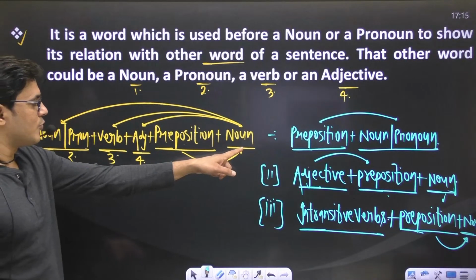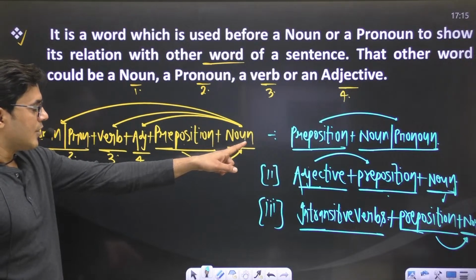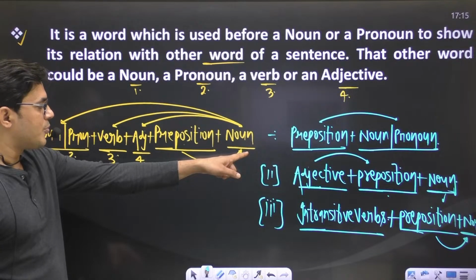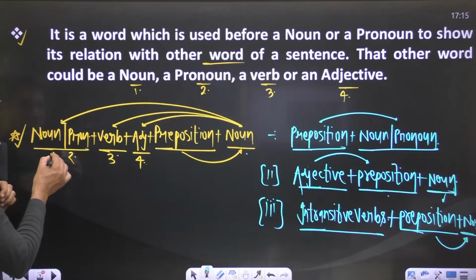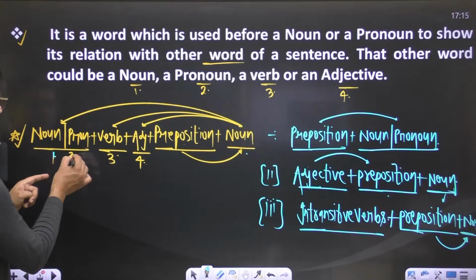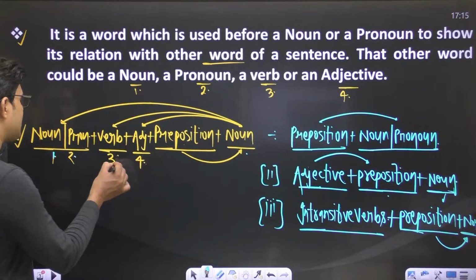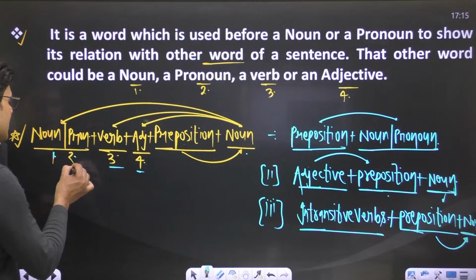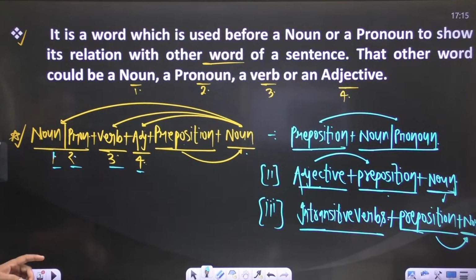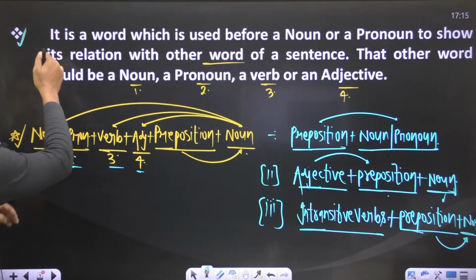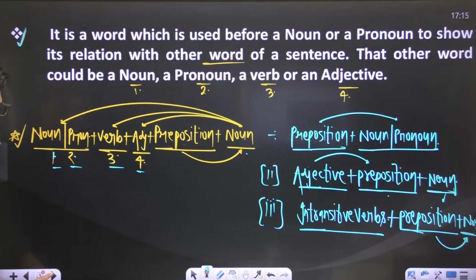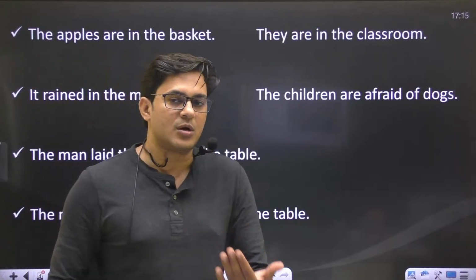A preposition is used before a noun or pronoun to show the relation of this noun or pronoun with the other word of a sentence, and this other word could be a noun, a pronoun, an adjective, or a verb, right? So this is the definition. So let us prove this definition, how the definition of a preposition works.